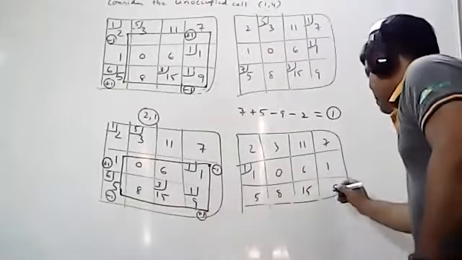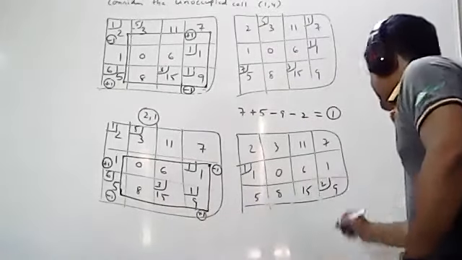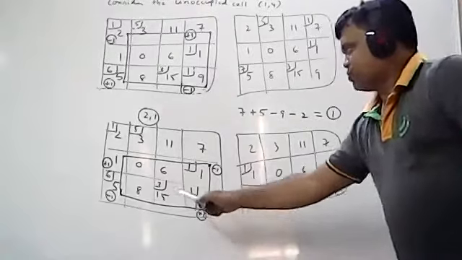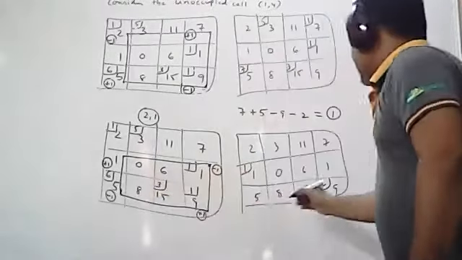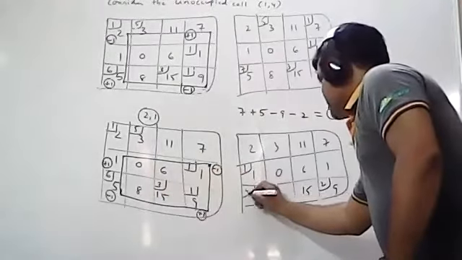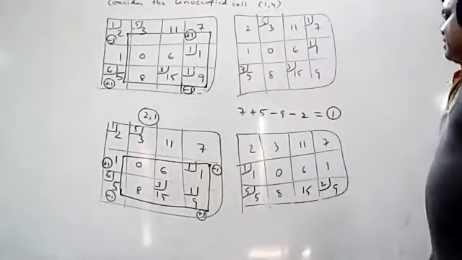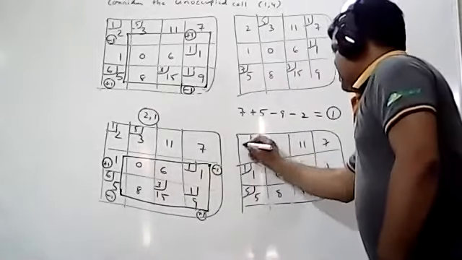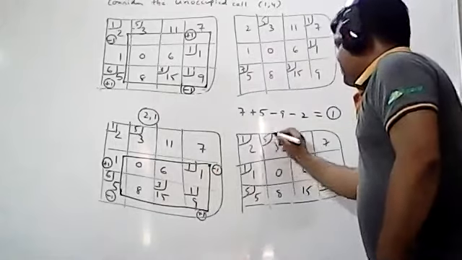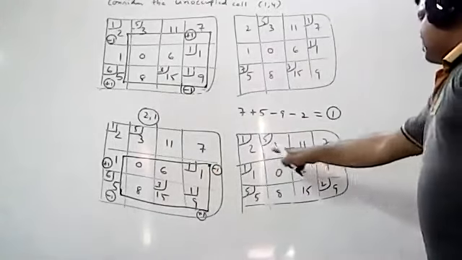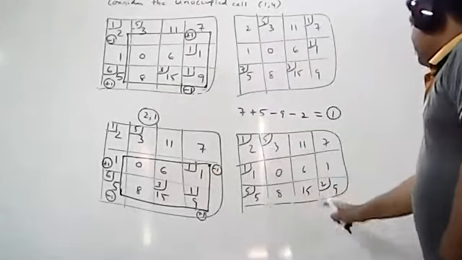Plus 1 means what you will get? 1 plus 1, 2 you will get here. This is minus 1. That is 6 minus 1, which means 5. And the remaining values are as they are. Remaining values means this is 1. This is 5.